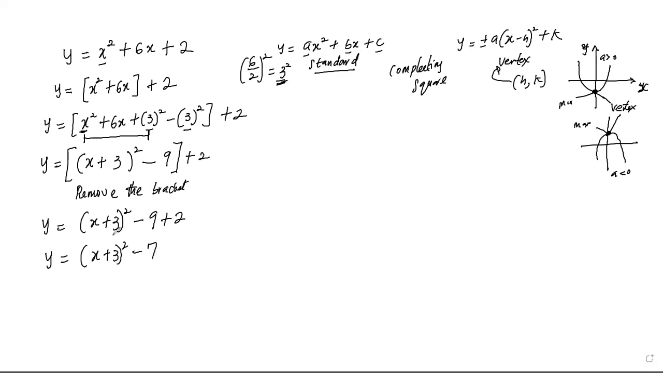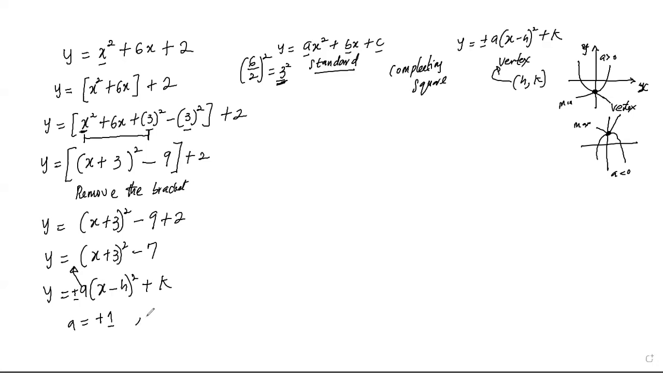Now, if you look at this equation closely, you can see it is actually like the form which we said earlier, y is equal to a(x minus h) all squared plus k, right? This is the vertex form. So when you compare these two equations, you can see that a is the coefficient of this guy here, which is actually a positive one.